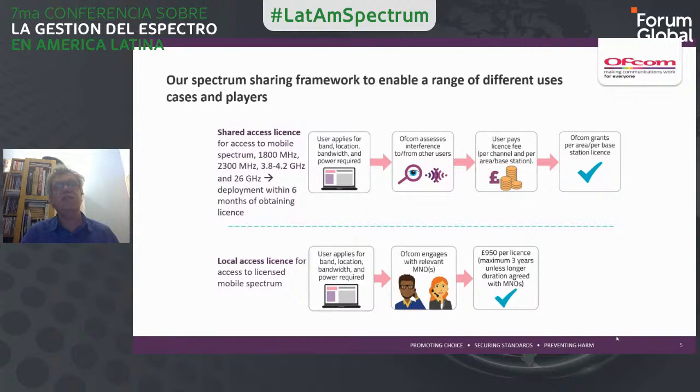And anyone interested can apply to Ofcom for a local license. And there are 2 types of license. One is a local area license, around about a 50-meter radius, low power, and we will make it available on that localized basis. And then we also have a slightly higher power, sort of medium power license, which is available on a per base station basis.